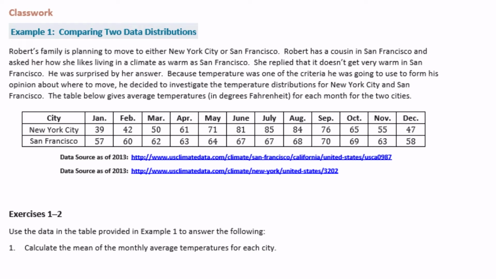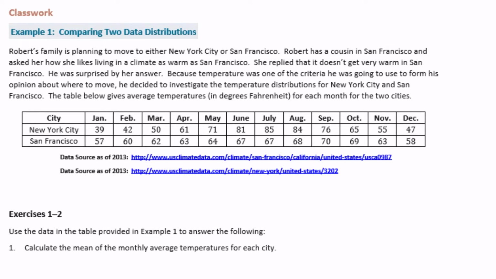Robert's family is planning to move to either New York City or San Francisco. Robert has a cousin in San Francisco and asked her how she likes living in a climate as warm as San Francisco. She replied that it doesn't get very warm in San Francisco. He was surprised by her answer. Because temperature was one of the criteria he was going to use to form his opinion about where to move, he decided to investigate the temperature distributions for New York City and San Francisco.